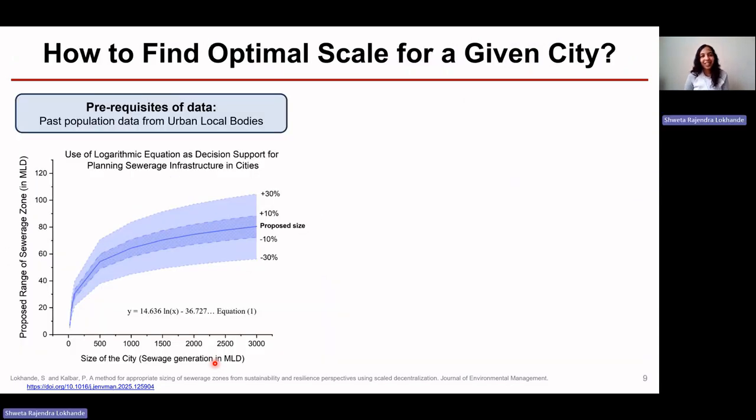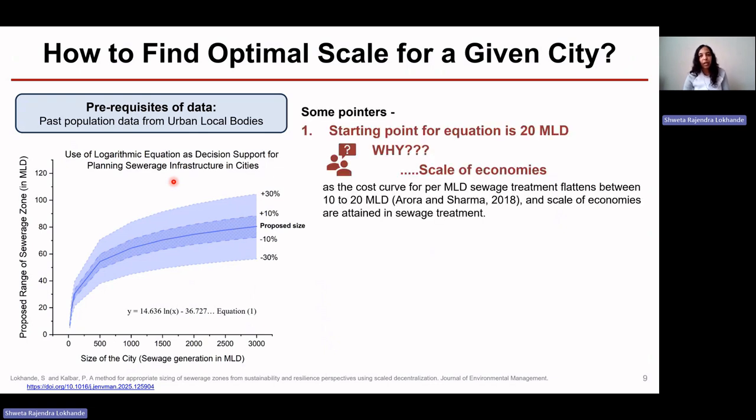So the next question is then how to find the optimal scale for a given city. The prerequisites for data in order to use this developed methodology is very simple. The urban local bodies just need their past population data, and this equation can be used as a decision support. A few pointers regarding the same.